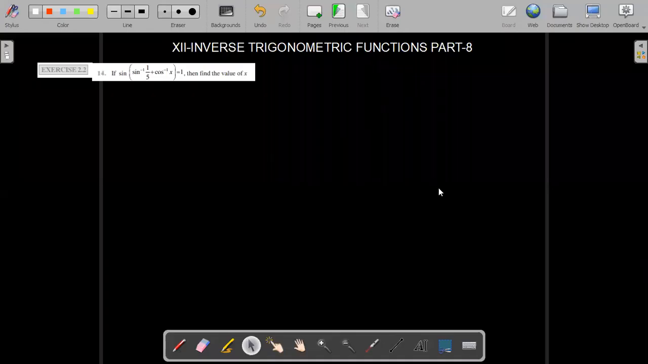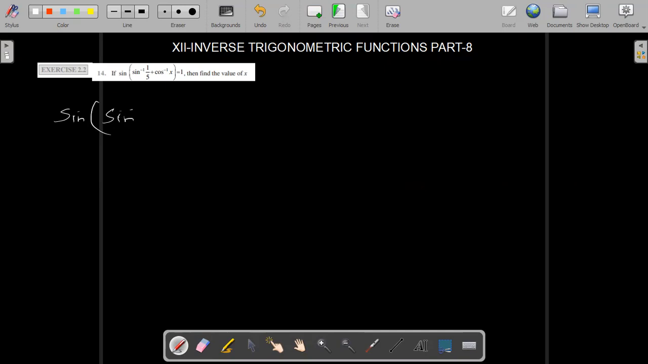Okay, so this is quite different from the other questions that we did here. Now we have to find the value of x. We are given the equation: sine of (sine inverse 1/5 plus cos inverse x) is equal to 1. This equation we have to solve to find the value of x.